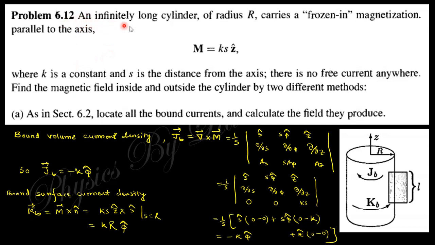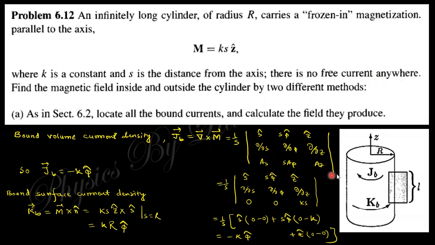6.12 says an infinitely long cylinder of radius r. This is an infinitely long cylinder whose radius is r, and the magnetization is given like that. This type of question we discussed in the last classes, so you can understand this very well if you watch the previous one. So this magnetization will be like that, where k is a constant and s is the distance from the center or axis. Okay, there is no free current anywhere, so find the magnetic field inside and outside.